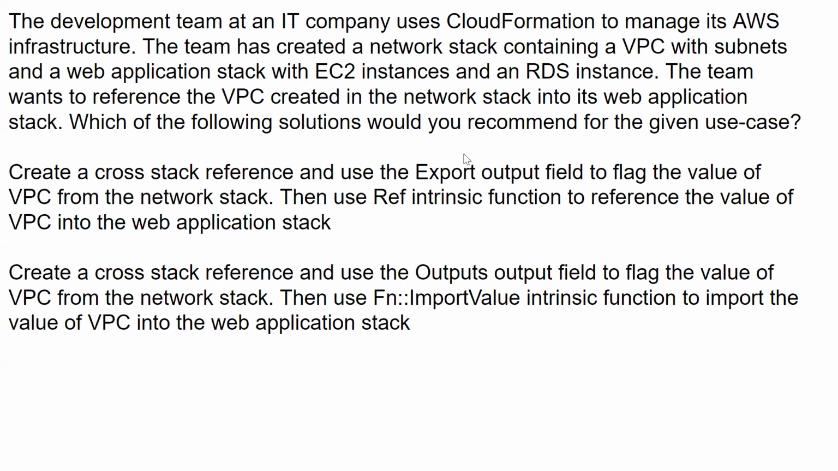Create a cross-stack reference and use the export output field to flag the value of the VPC from the network stack. Then use Ref intrinsic function to reference the value of the VPC in the web application stack. Create a cross-stack reference and use the output field to flag the value of VPC from the network stack. Then use Fn::ImportValue intrinsic function to import the value of the VPC into the web application stack.